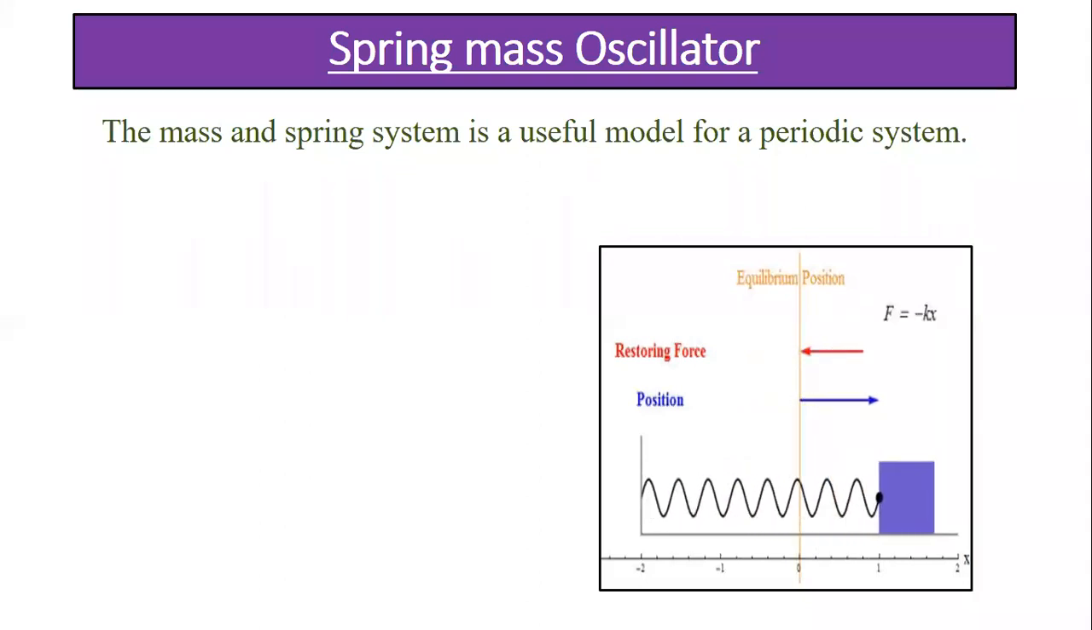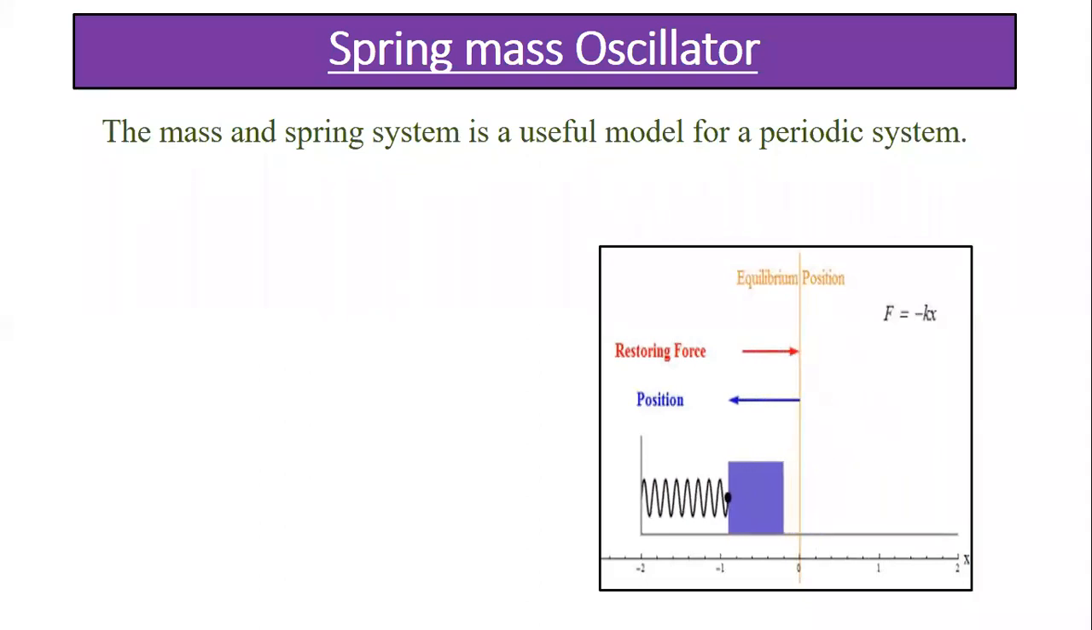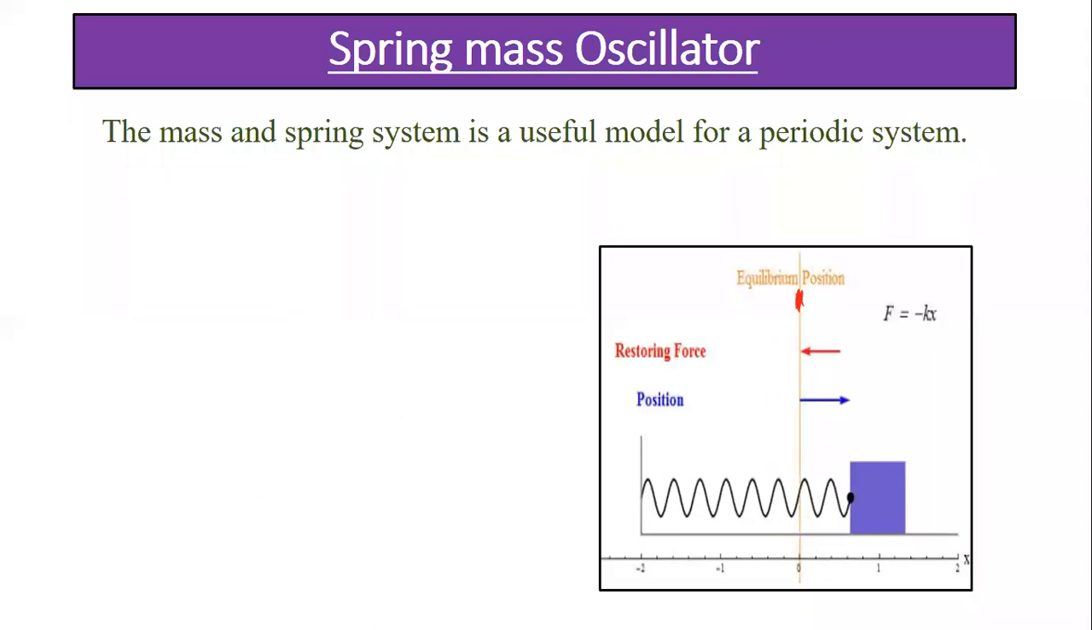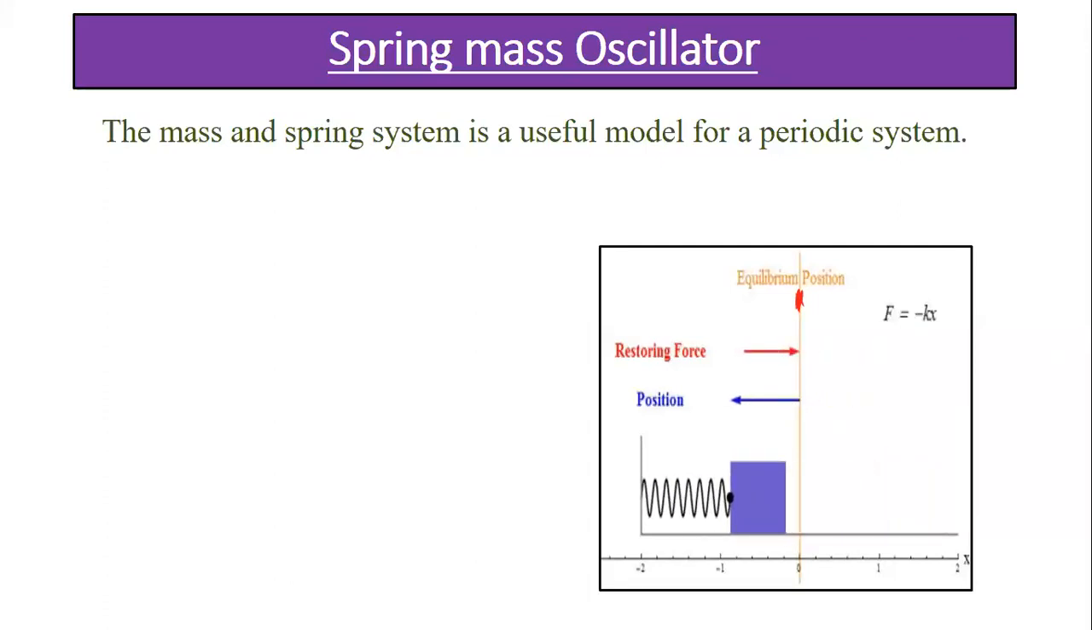So this is the equilibrium position. You can see here, this is the equilibrium position. This object is moving to and fro of the equilibrium position, once towards the right side, once towards the left side.